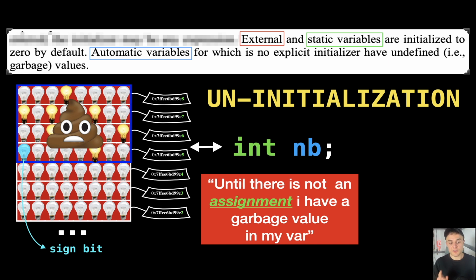Easy. On the contrary, and this is important, you have to memorize this, or rather understand. Memorization is never good, just understand. Automatic variables for which there is no explicit initializer have undefined, that is garbage, values. So if you declare and define a variable, and you don't initialize or assign a value to it, inside these bytes there's going to be a garbage value, okay? A random value. This is very important, my friend. Let me show you practically speaking.